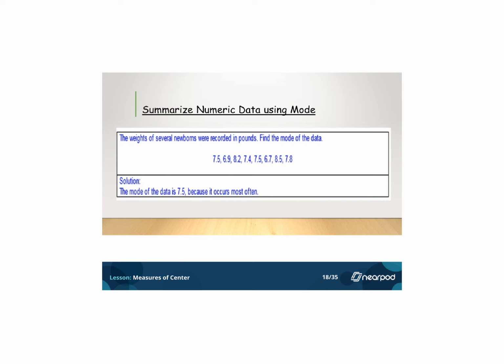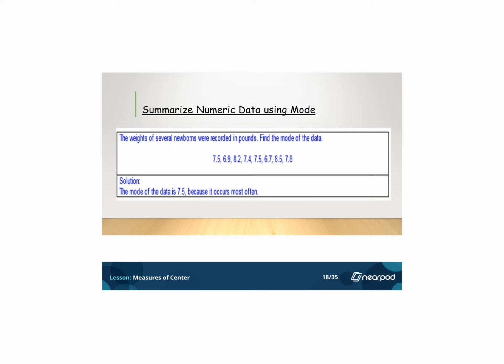Next one. Summarizing numerical data using mode. We're going to use mode now. Mode is probably the simpler one to use because it doesn't really involve much math. It says the weight of several newborns were recorded in pounds. Find the mode of the data. So again, this one you do not need to put from least to greatest or anything like that. All you need to do is see which number is repeated the most.